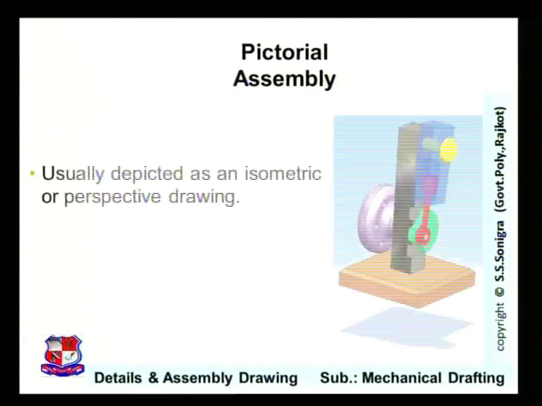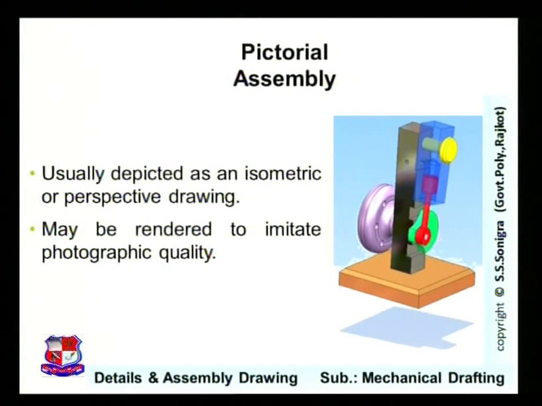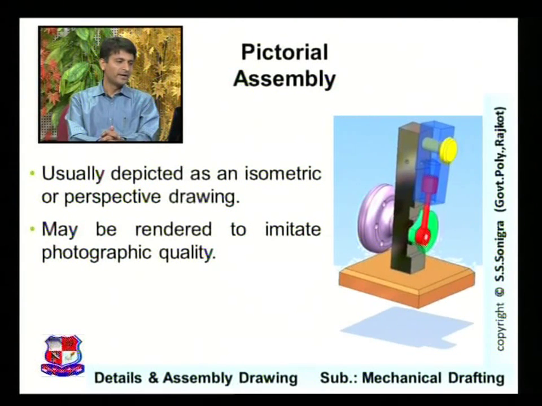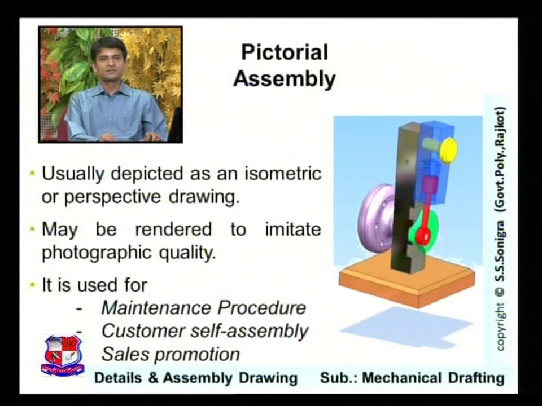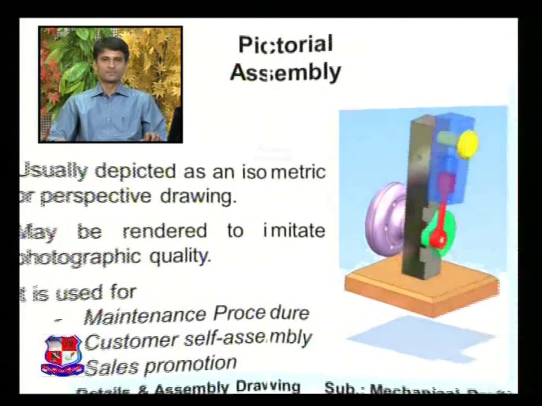Now this is a pictorial assembly. An example of a pictorial assembly is usually depicted as an isometric or perspective drawing, and may be rendered to imitate photographic quality. Here this is one pictorial assembly. It is used for three purposes: maintenance procedures, customer self assembly and sales promotions. This kind of pictorial assembly is widely used.